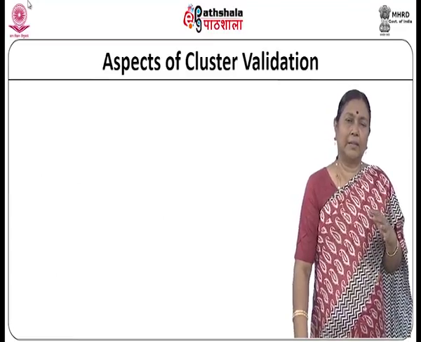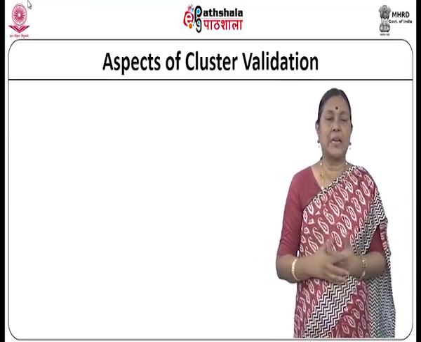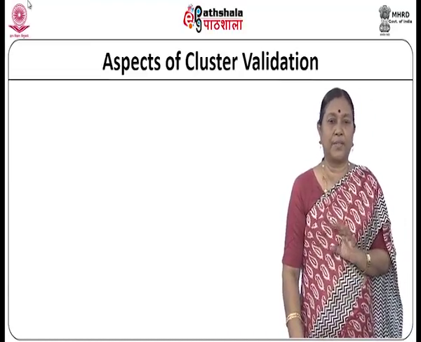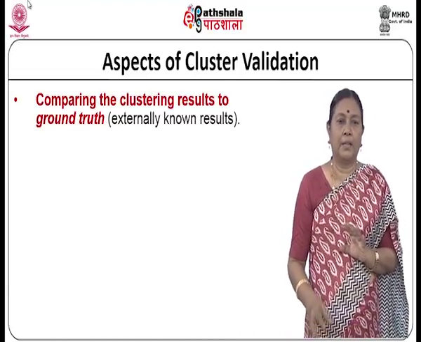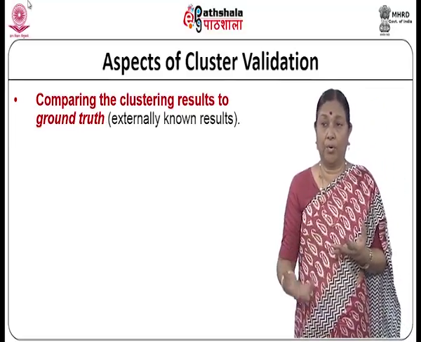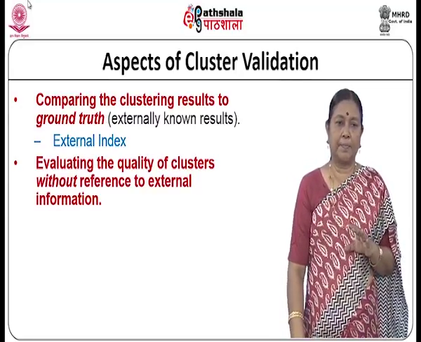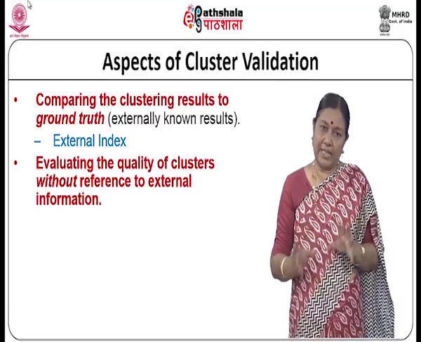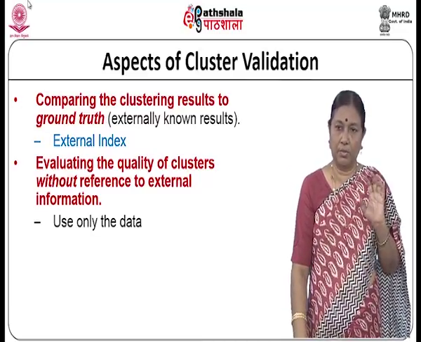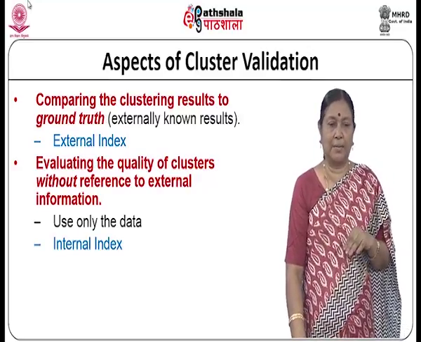So, in this module on cluster validation, we are going to see how you do it if you have external gold standard data, and how you do it without it. So, let us look at some aspects of cluster validation. Comparing the clustering results to ground truth, that is externally known results, you use an external index for that. Evaluating the quality of clusters without reference to any external information, using only the data, is called an internal index.